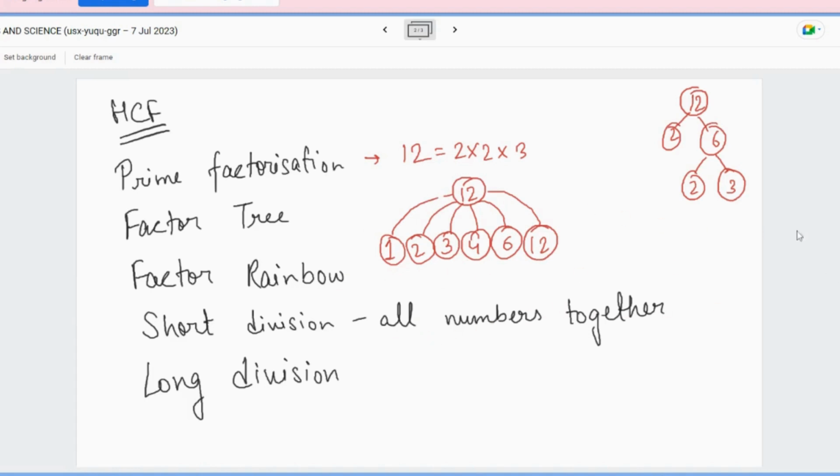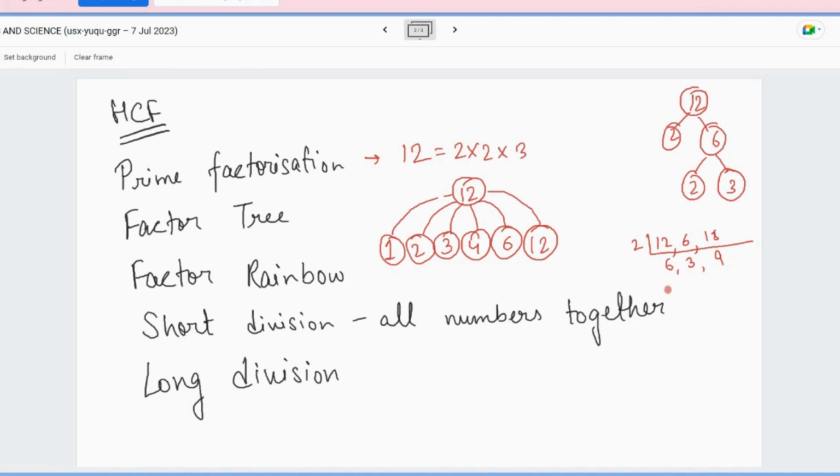Okay, short division, all numbers together. If I'm given, obviously for HCF, I'll be given more than one number, 12, 6, and 18, okay? So I will divide all the three numbers, which need to be divisible by the same number. Repeating, all the three numbers will need to be divisible by the prime number. For example, first 2. All the three numbers are divisible by 2. Okay, let us first start with 2 since I've started. 12 divided by 2 is 6. 6 divided by 2 is 3. And 18 divided by 2 is 9.